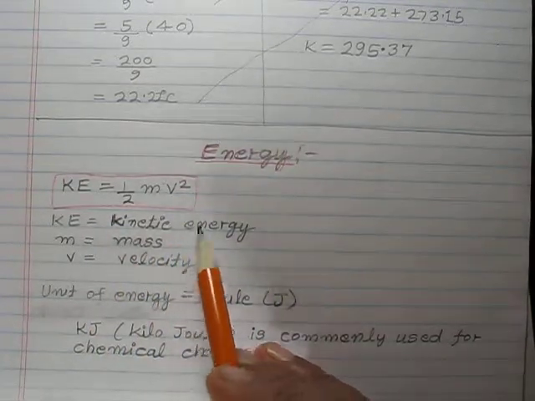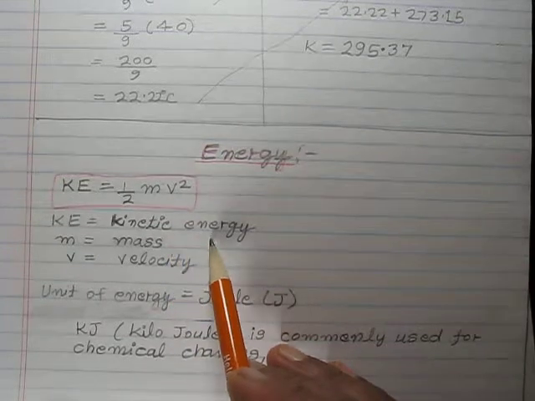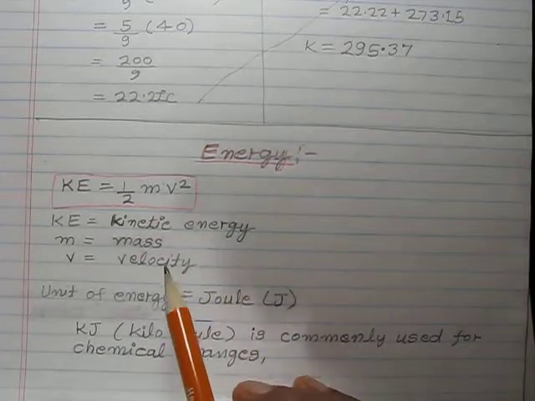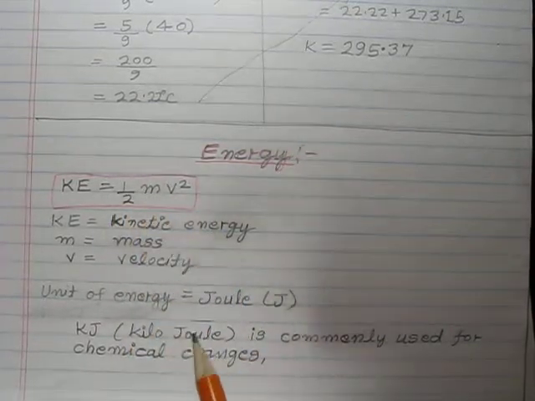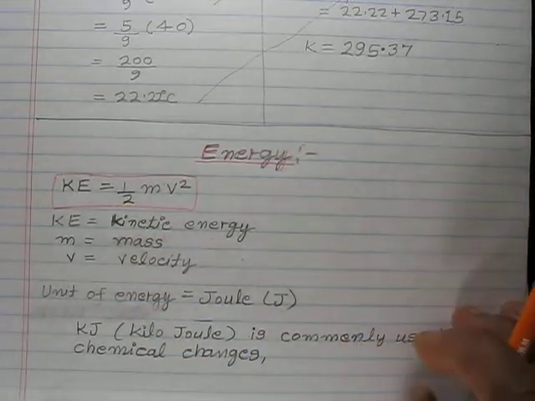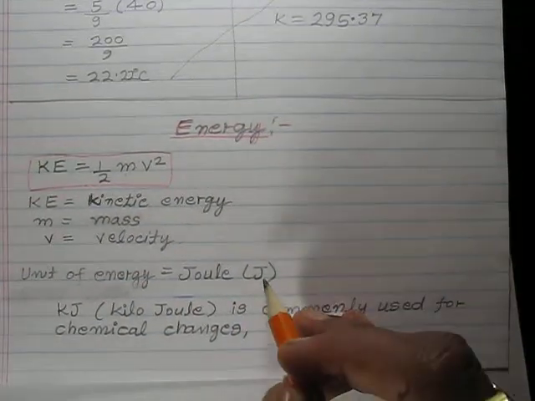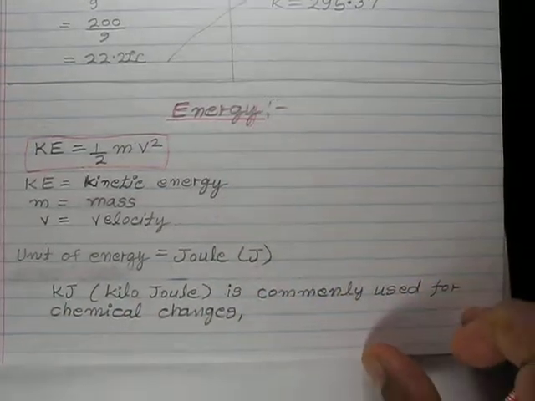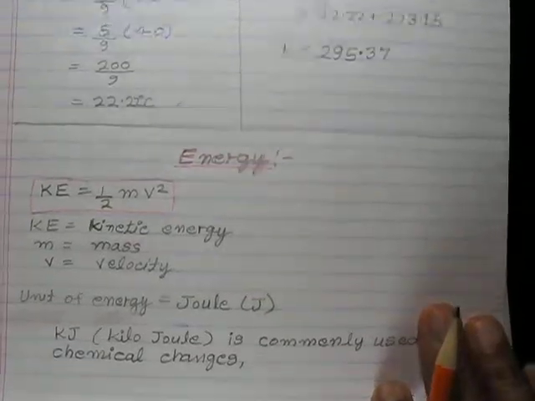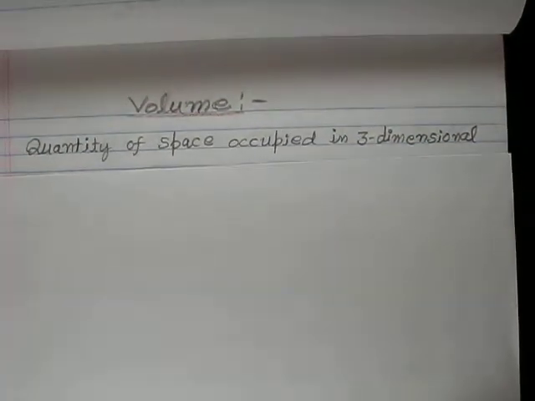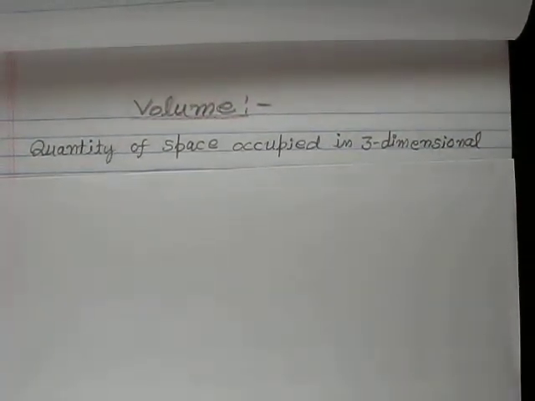So if any object has a mass and is moving with a certain velocity, we can calculate the kinetic energy using this formula. And the unit of energy is joule. It's represented by J, and kilojoule is commonly used for chemical changes. So this was about energy, and then let's talk about another unit, which is called volume.